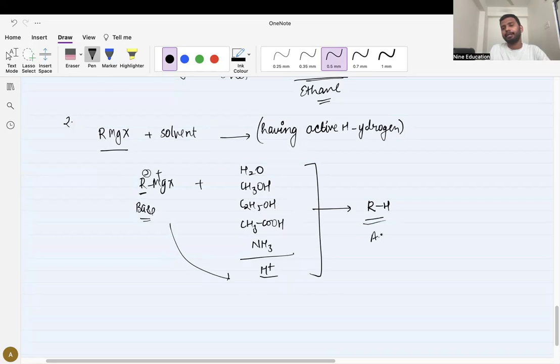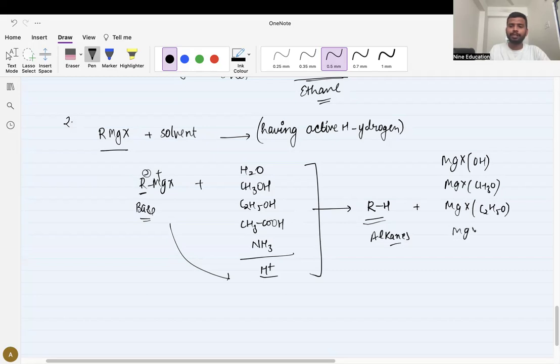And it will make alkanes. And the rest part will be gone. Like MgX will be gone with OH, because H positive is gone and OH negative remains. OH negative will go with MgX. Next you have MgX with H positive gone, CH3O. Then you have MgX with H positive gone, C2H5O.